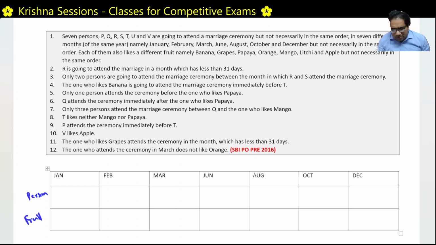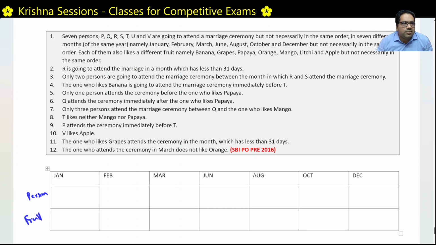Let's try this question. Let's understand what all hints are given. R is going to attend the marriage in a month which has less than 31 days. Okay, we cannot use it directly. Because 31 days, June is there, February is there. That means R has to be either in June or Feb. Only 2 persons are going to attend the marriage ceremony between the months in which R and S are going. We don't know where is R, where is S. Right, so we cannot use this.